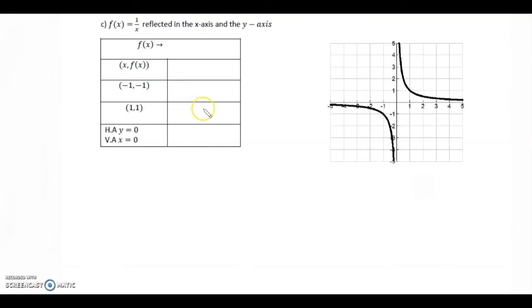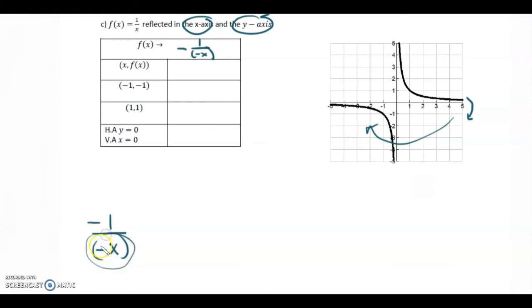Okay, now let's do the double reflection where we reflect it in the x and the y-axis. First we're going to reflect it down and then we're going to reflect it over. We could write this as negative 1 over negative x. But mathematically, in order to simplify this, we would bring this negative sign up. So then we'd have negative of negative 1 over x. In order to simplify this, it would just be positive, or just normal, 1 over x. So mathematically, it's equivalent to the original.